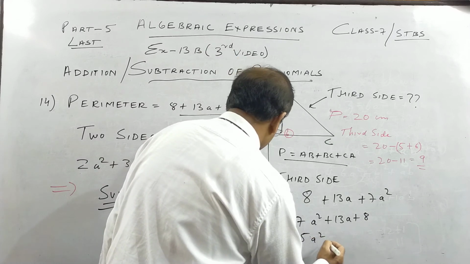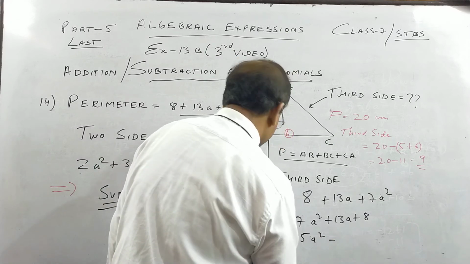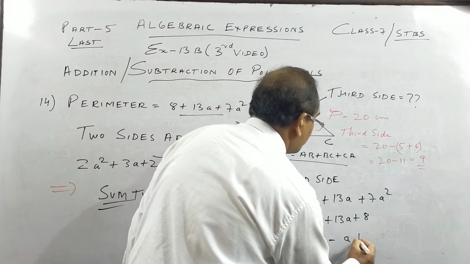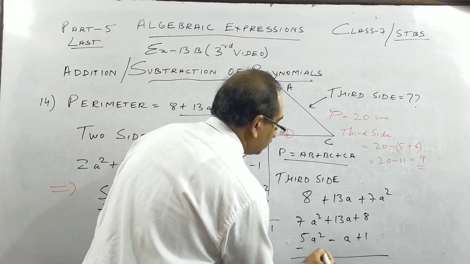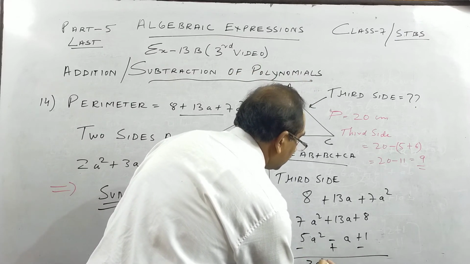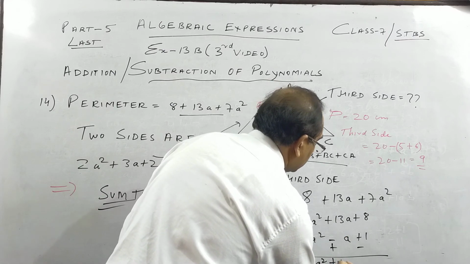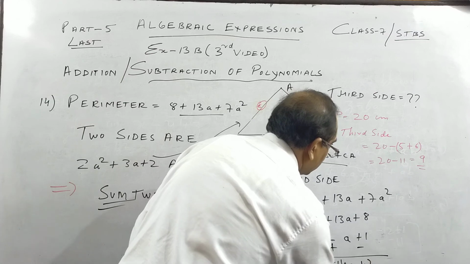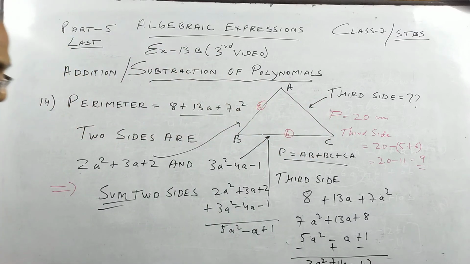5a square minus, so this is 5 square, later on it will become minus a plus 1. We subtract, change the sign. So 7 minus this we get 2. 1 plus 13 is 14, and 8 minus 1 is plus 7. So check that we have subtracted properly and we have got the correct answer.